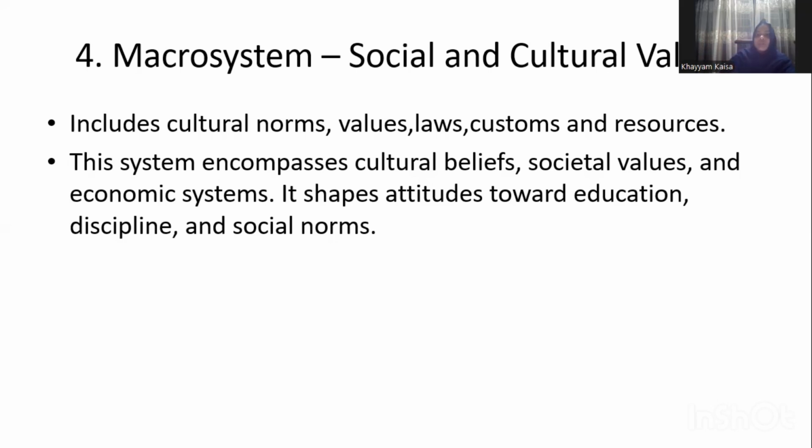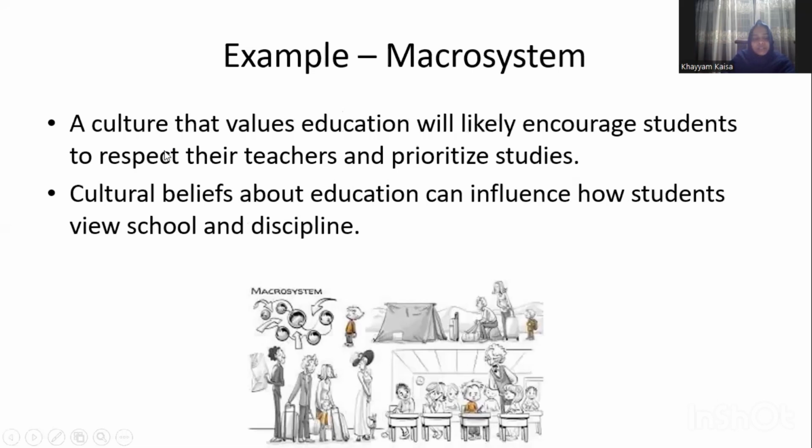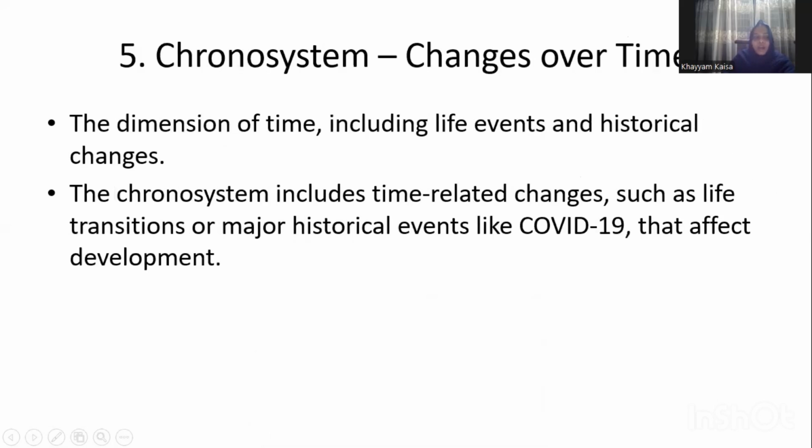So, as an example, in the macrosystem, a culture that values education will likely encourage students to respect their teachers and prioritize studies. Cultural beliefs about education can influence how students view school and discipline. This is also a very, very important part. The last point is chronosystem. Chronosystem is changes over time.